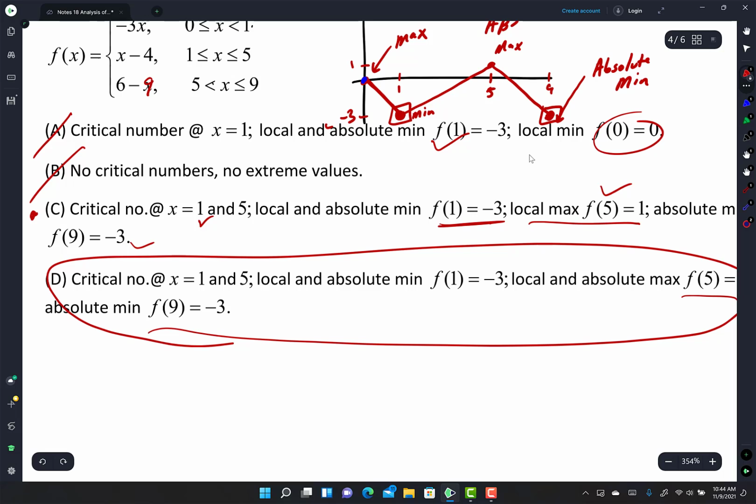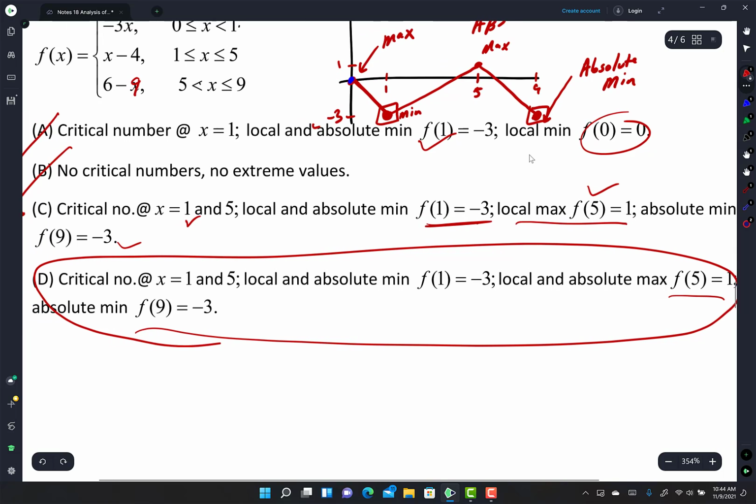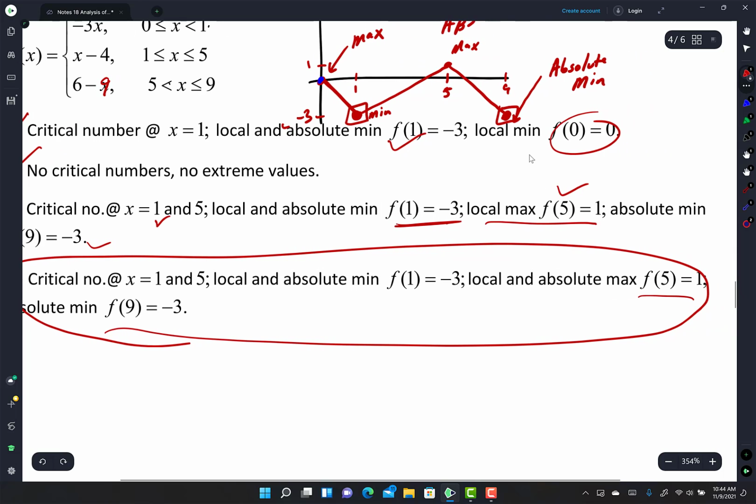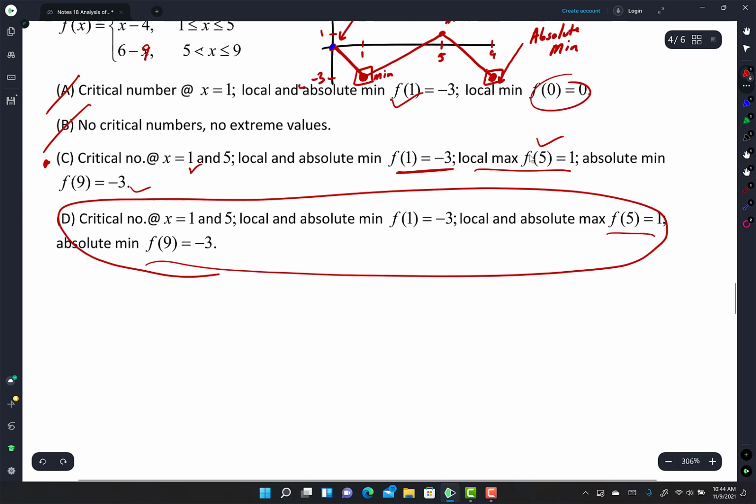Say it again. So how come it doesn't call f of 9 local and absolute? It just calls it absolute. That's a good question. Probably because it's an endpoint, and they're like, oh, let's not. But it's also local, in my opinion. But different authors, different universities treat endpoints weird. So they might be treating it like that because it's an endpoint.